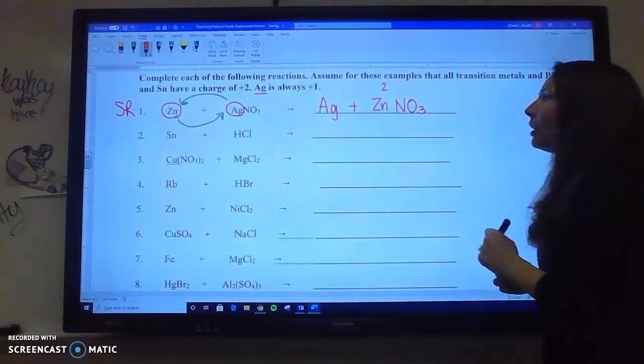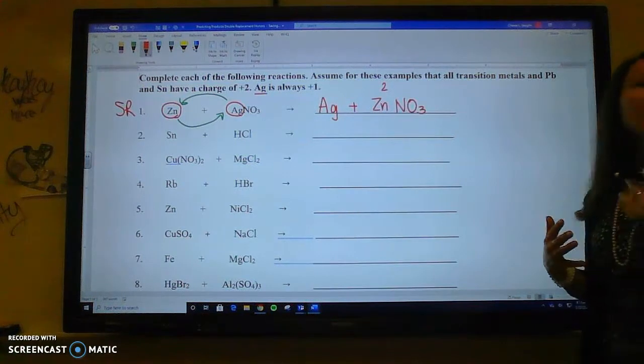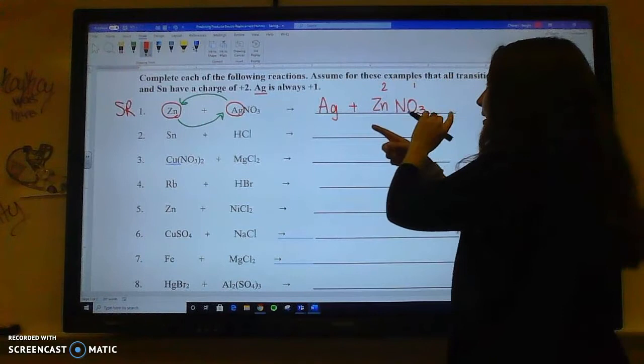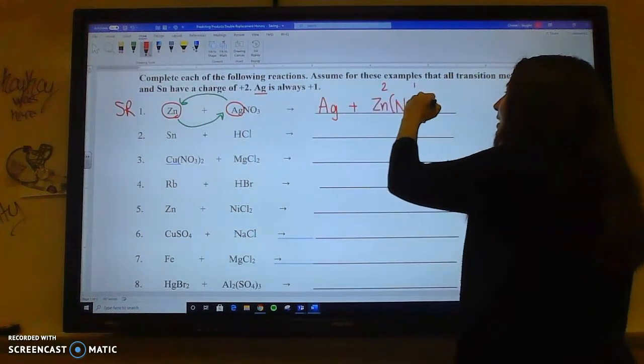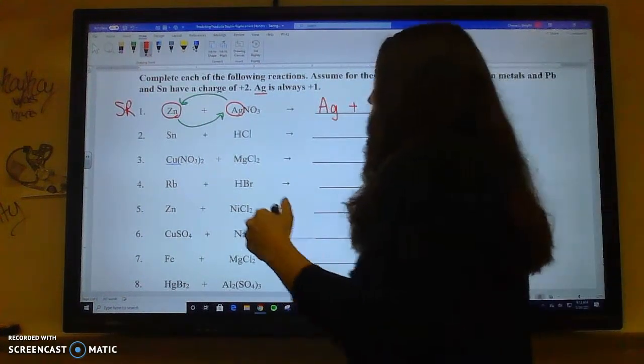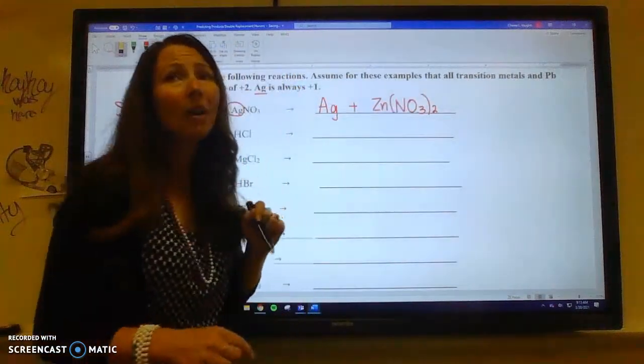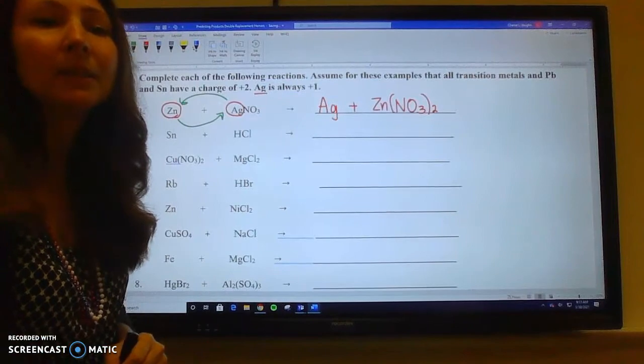So nitrate on your polyatomic chart has a charge different than the periodic table. It's a 1-. When we switch these, this is going to become Zn(NO3)2, Zn parentheses nitrate and then a 2. Okay? So I'm going to pause this real quick and see if y'all have any questions about this one.